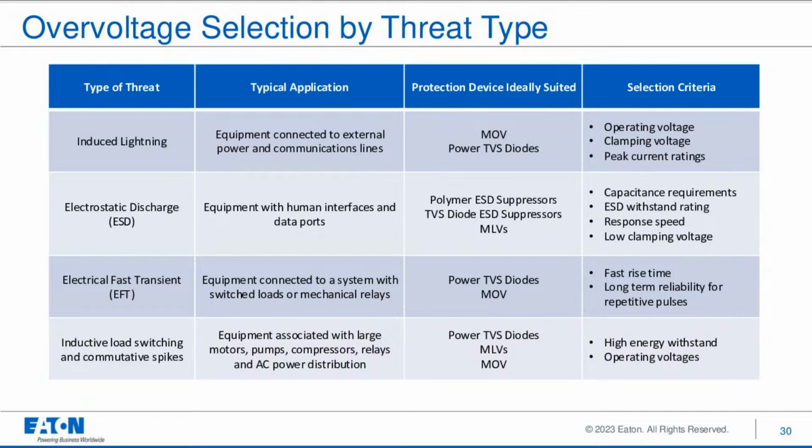Here we see the technologies assigned by overvoltage threat type. Lightning and EFT threats can be protected by MOVs and power TVS diodes, where the protection is needed close to the AC line. Inductive load switching from motors and pumps can also be handled by MOVs and power TVS diodes, as well as MLVs. Lastly, ESD threats are handled by polymer surge suppressors, MLVs, or TVS diode ESD suppressors.